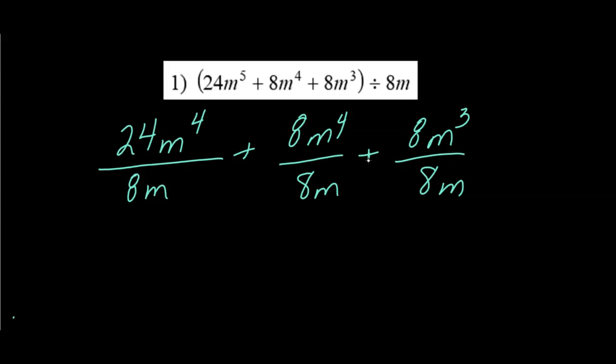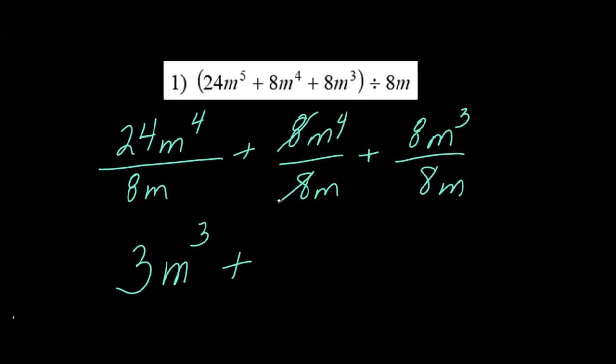So 24 divided by 8 will give me 3. And remember your properties of exponents. If you are dividing two things with the same base, you're going to subtract your exponents. So if I have 4 m's on top and 1 on bottom, this 1 will cancel off 1 from the top, and I'm left with m to the third. Moving over to the second fraction, my 8's will cancel. Again, subtracting your exponents.